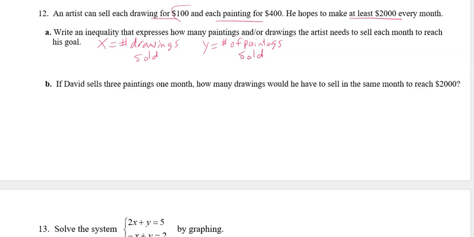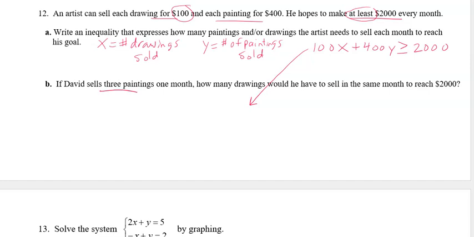And now I can use these dollar amounts with these. So $100 times every drawing that he sells, which we're calling X. $400 times every painting that he sells, which we have said is Y. And at least is the inequality greater than or equal to. And that's 2,000. So that's all you have to do on letter A, is write that inequality.